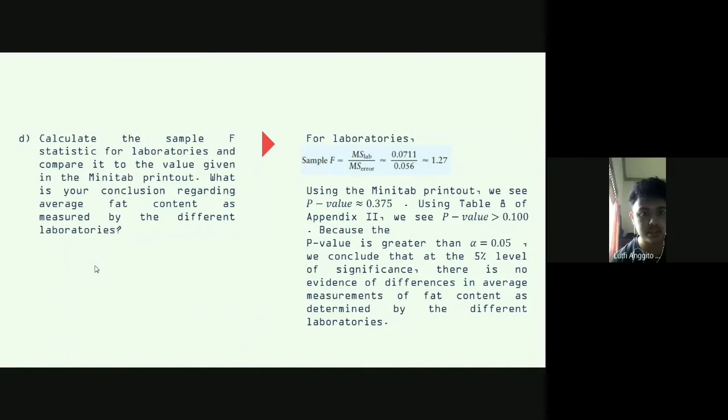Using the Minitab printout, we see p-value approximately 0.375. Using table 8 of appendix 2, we see p-value greater than 0.100. Because the p-value is greater than alpha, we conclude that at the 5% level of significance, there is no evidence of differences in average measurements of fat content as determined by the different laboratories.